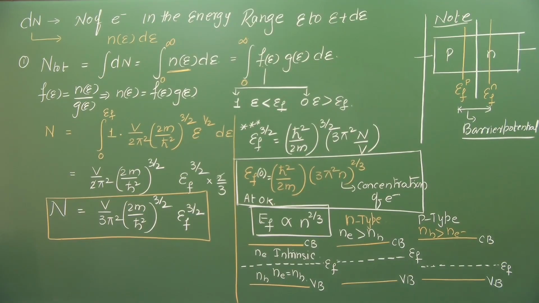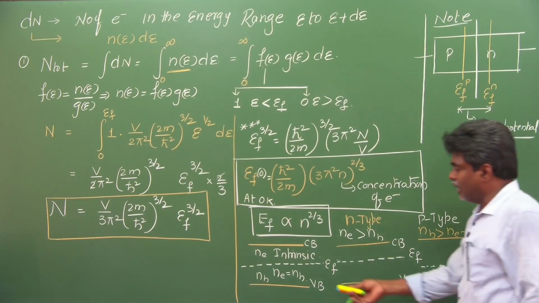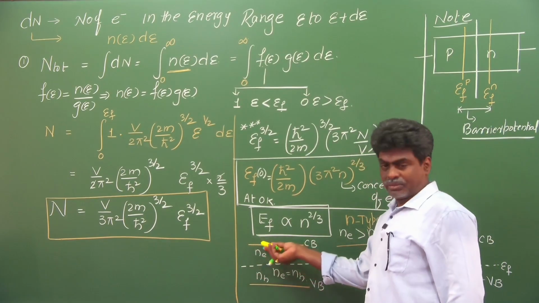Reverse? In my notebook I have written below conduction, above valence. I don't know what is correct. Anything is okay. The conduction band is above. Correct. Actually, the electrons will go from this state to that state.